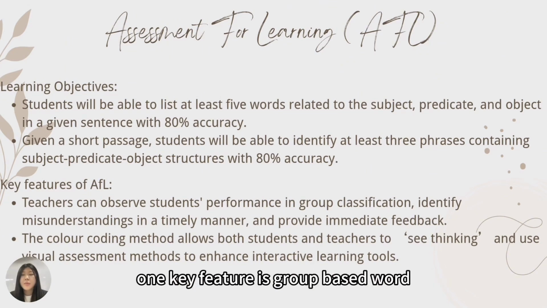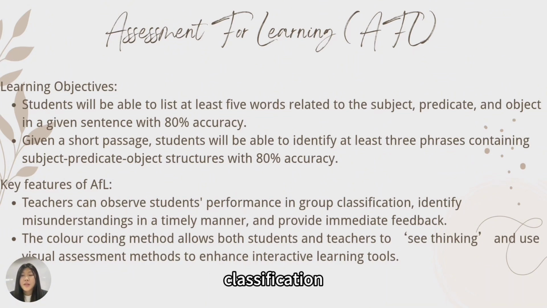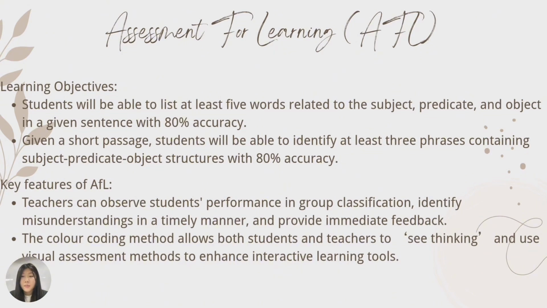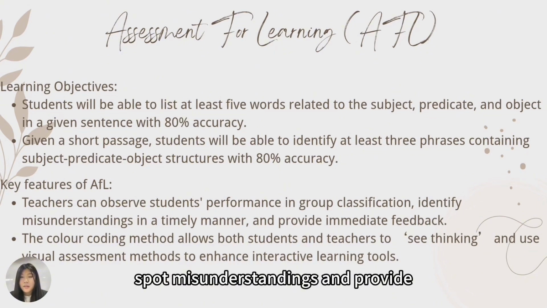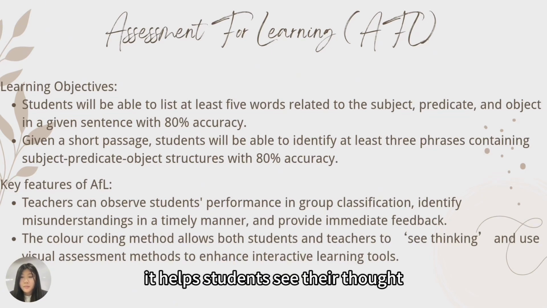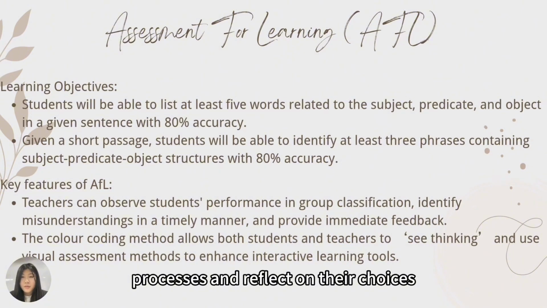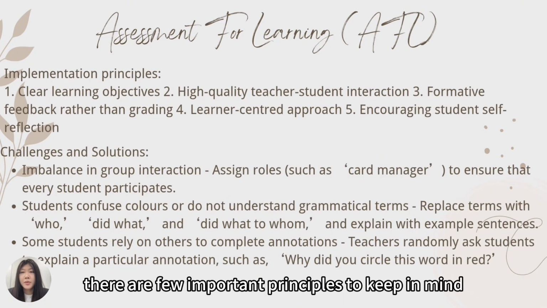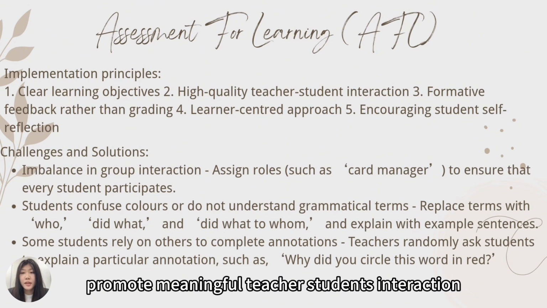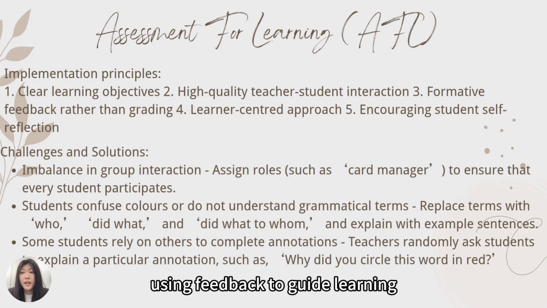One key feature is group-based word classification. This allows us as teachers to observe students' thinking in action, spot misunderstandings, and provide immediate feedback. We are also using color coding as a visual tool. It helps students see their thought process and reflect on their choices. There are a few important principles to keep in mind. Start with clear learning objectives. Promote meaningful teacher-student interaction, using feedback to guide learning, not just grading. Keep the approach learner-centered. Encourage students to reflect on their own progress.